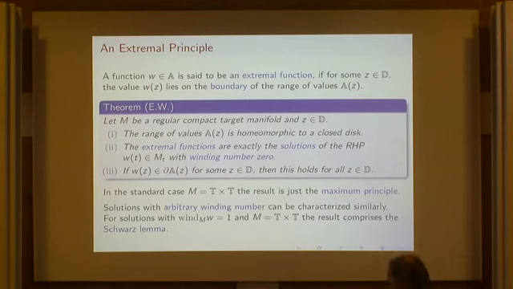We can also characterize solutions with arbitrary winding numbers. So for instance, if we take solutions with winding number 1, then we can prescribe an additional interpolation condition. And in the standard case, it makes sense, for instance, to require that the function attains value 0 at the origin. So what are the solutions in this case? The solutions to the Riemann-Hilbert problem are constants times Z. So now the theorem tells us that these are also the extremal functions.